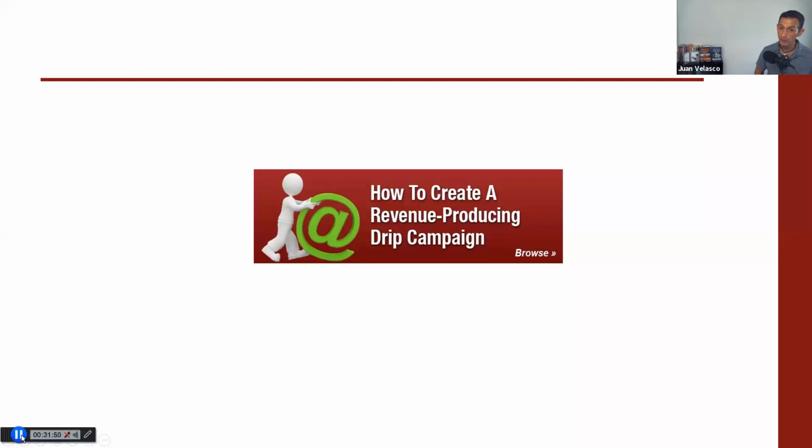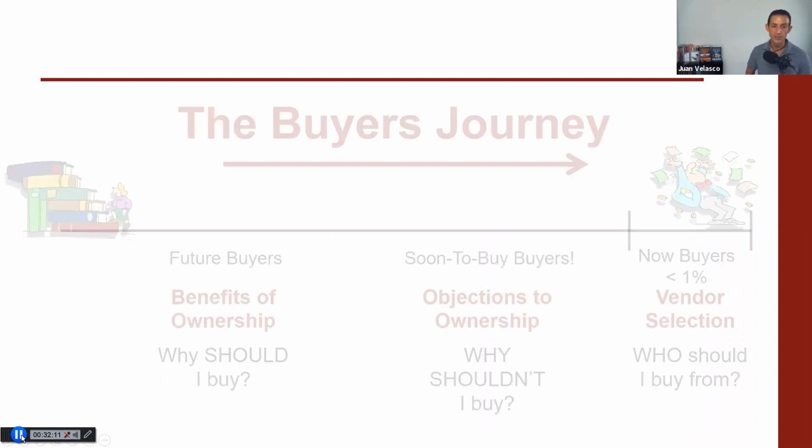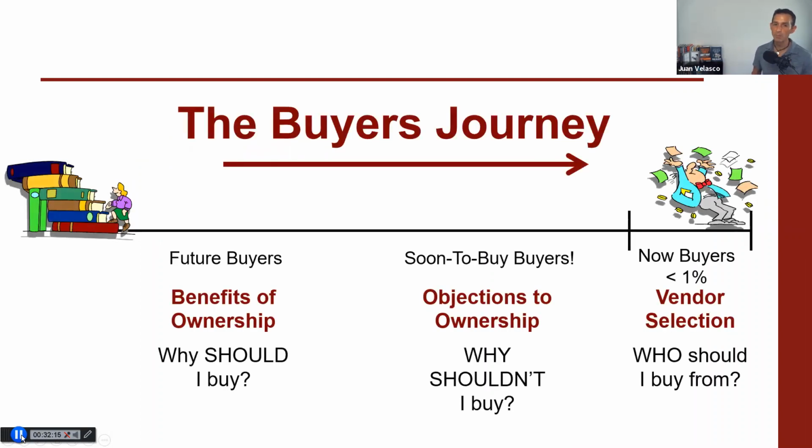So now the third strategy that I really want to apply to revenue is a drip campaign. Now, I'm going to define it because sometimes when I talk to clients, sometimes they know what it is, sometimes they don't. It's automatically delivering a form of communication to customers and prospects on a predetermined and scheduled basis. Now, remember, this is thinking about the buyer's journey. Because not everybody is a now buyer, right? Just because I speak to someone today doesn't mean they're going to be a buyer today or tomorrow or the next day. We want to be able to understand the buyer's journey from future buyers all the way over to now buyers, and use a drip campaign as part of that process.